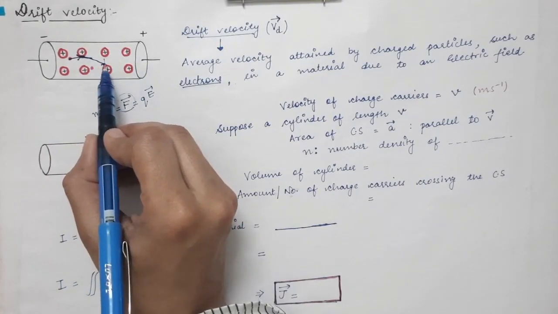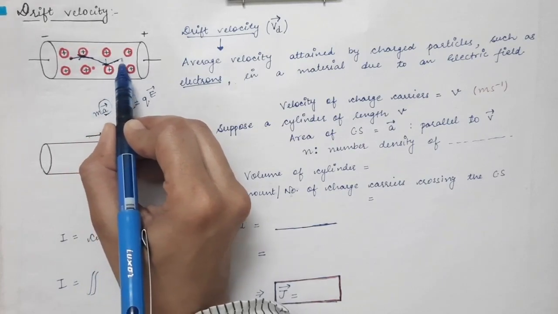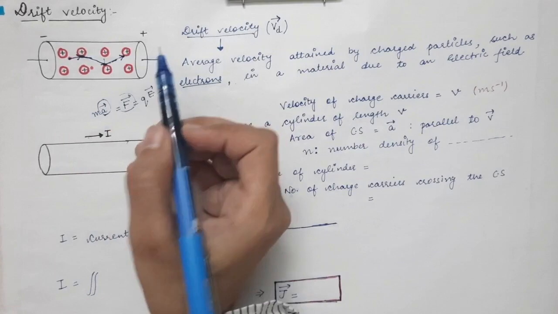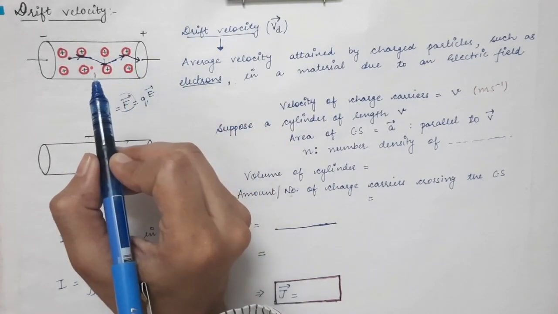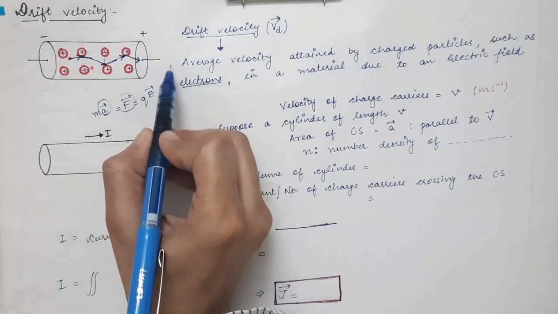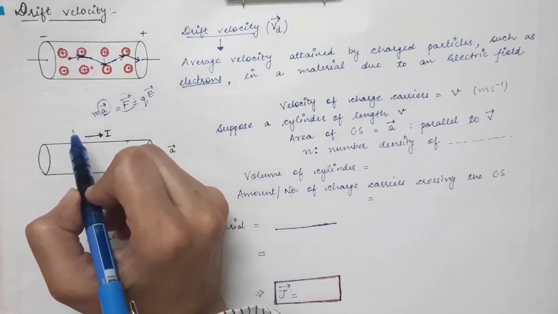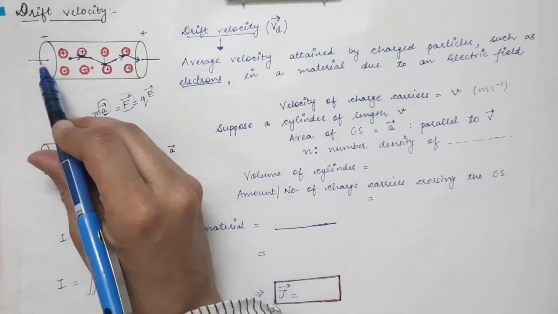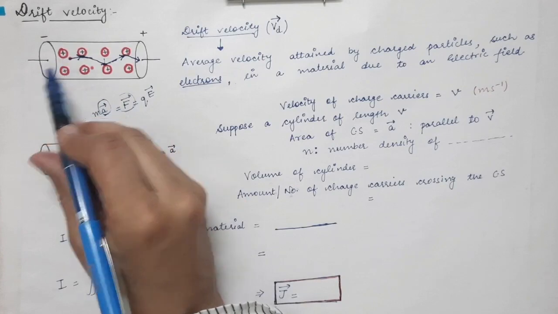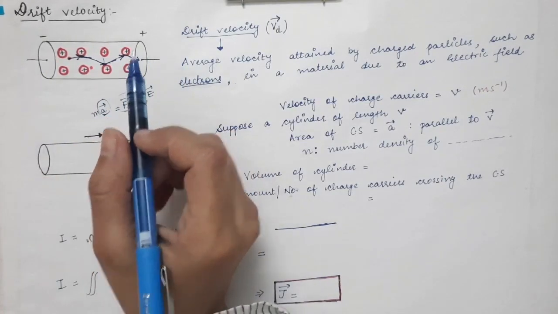So when this electron hits this positive ion, then after the collision, let's say it goes in this direction, and after that it will reach the positive end, and then it will reach the positive terminal of the battery, and an electron will be released from the negative terminal of the battery, and again that electron will enter the conductor. So this is how current flows.